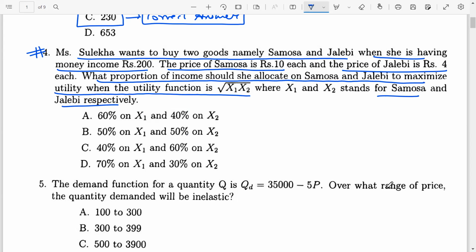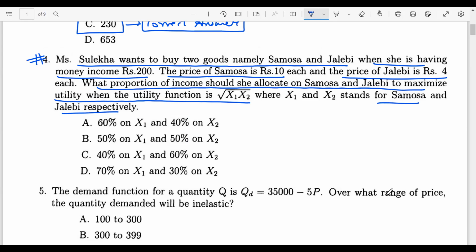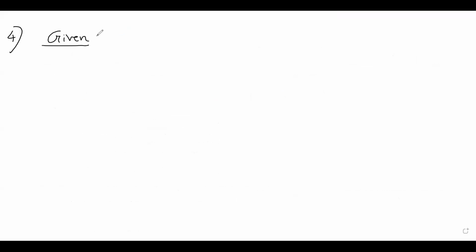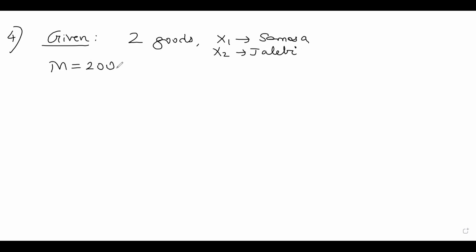Okay, so let me come to the whiteboard and let's quickly solve this question. So we look at question number 4. Quickly writing, first of all, what is given to us. We are given that there are 2 goods, x1 which denotes samosa and x2 which denotes jalebi. Okay, and we are given that the income of the consumer is 200 rupees. We are given that the price of good x1 is 10 rupees, the price of good x2 is 4 rupees, and the utility function. So first of all, what is the budget line?